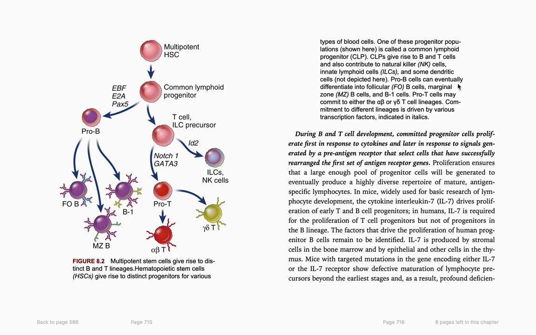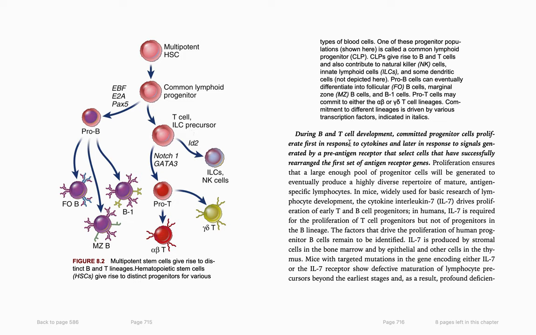Pro-B cells can eventually differentiate into follicular B cells, marginal zone B cells, and B1 cells. Pro-T cells may commit to either alpha beta or gamma delta T cells. Commitment to different lineages is driven by various transcription factors indicated in italics. Those are the drivers.